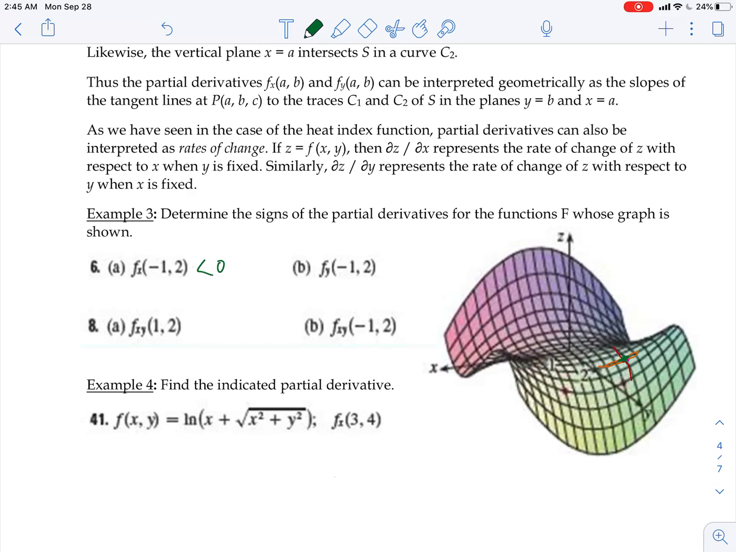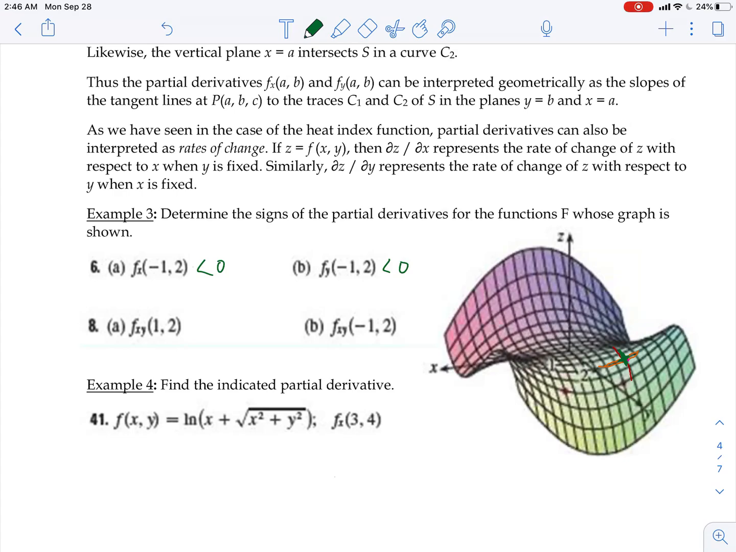Same thing for y at the same point. Is our slope for y going up or down? Looking at it, it's going down, so less than 0.